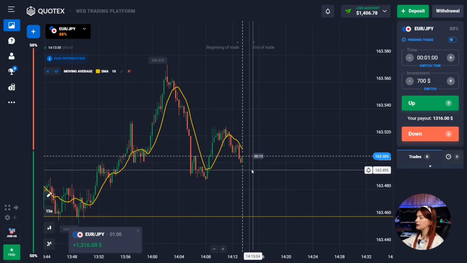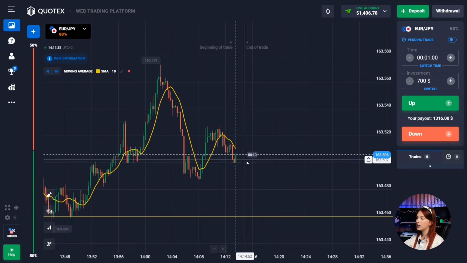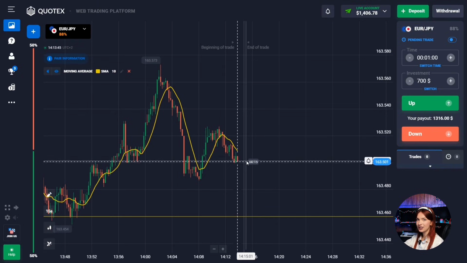Guys, it's not bad. The price really continues to move down and we are making profit here. As you can see, we have managed to predict further price movement. Guys, combined with technical analysis, the indicator worked really well. So let's continue the trading session, guys.